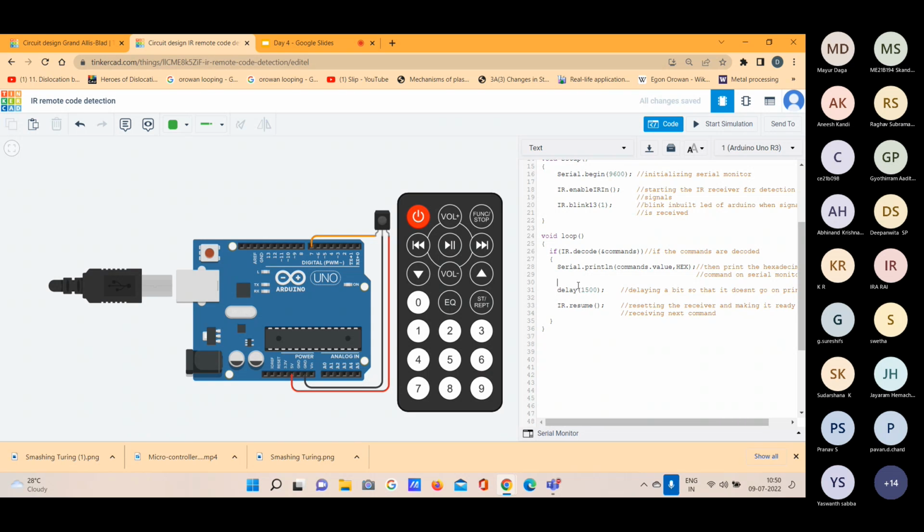After that, we'll delay a bit so that it doesn't keep printing. Like if you press it, it will go on printing 0xFFFFF, which means that if you remove this delay, I'll show you during simulation. We'll include this delay. I'll tell the reason after that while simulating, and then we'll use this command to reset the IR receiver and make it ready for the next command, that is, the next transmission to be received.